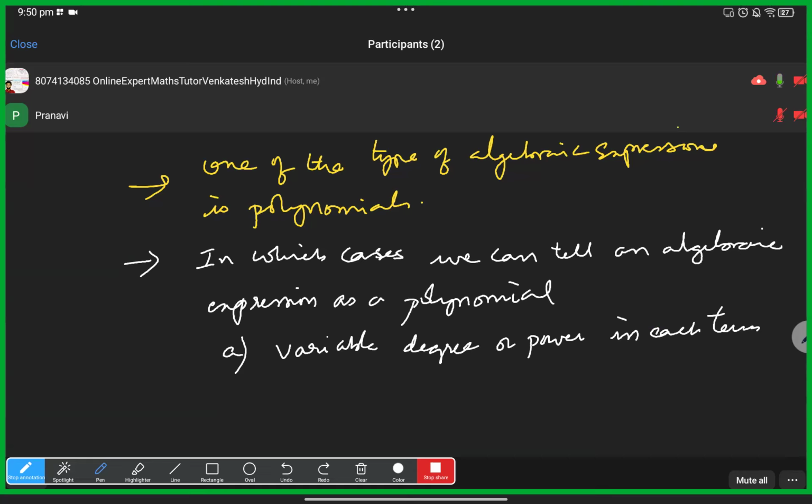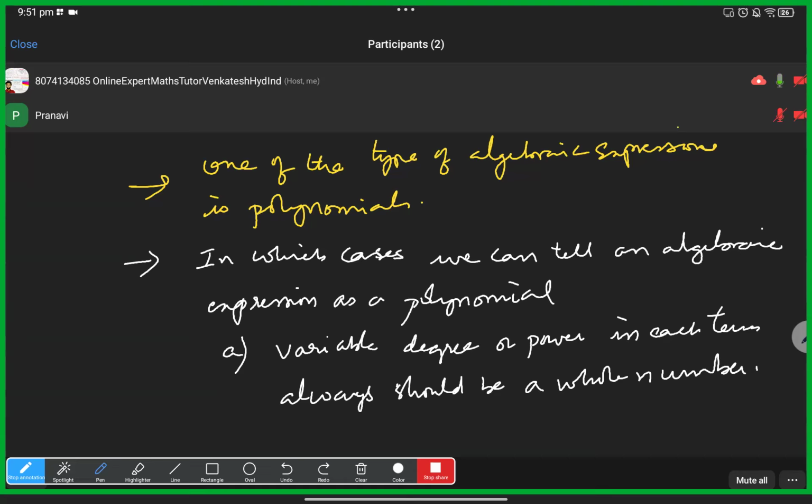Each and every term contains a variable. For that variable there will be a degree, that is the power. The variable degree or power in each term should always be a positive whole number, or simply a whole number, because 0 is also a whole number. This is the main condition.